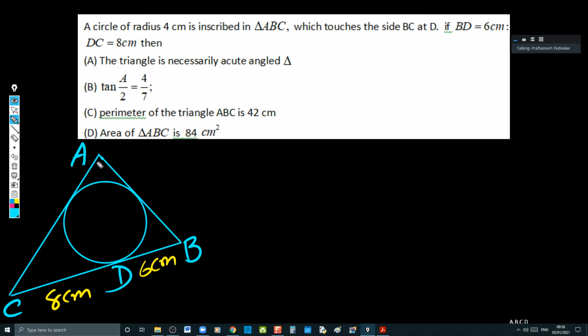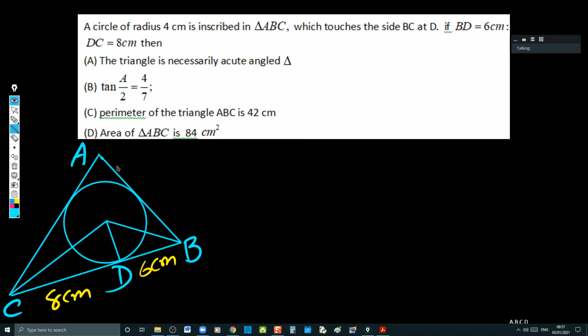8 centimeters रहेगा ना क्या बेटा देखो AC को जो circle touch करता है ना वो point से लेके C तक वो भी 8 centimeters रहेगा. And the in-circle radius is also given to be 4 centimeters. So I'm just marking this also. This is given to be 4 centimeters. This is nothing but in-radius. In-radius is the perpendicular distance from the in-center to any side.